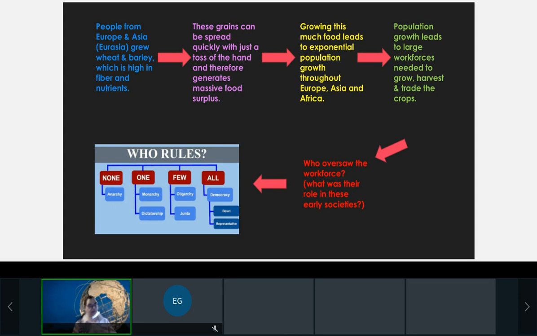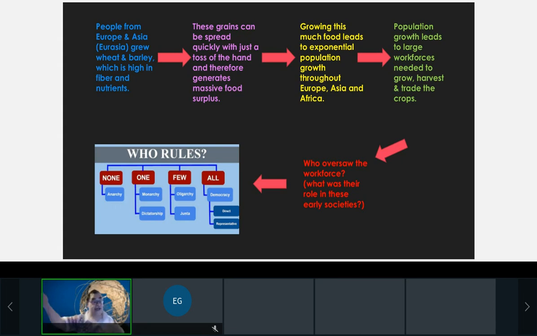Growing this much food leads to exponential population growth throughout Europe, Asia, and Africa. That population growth leads to large workforces that are needed to grow, harvest, and trade the crops. And then, who oversees that workforce? That's where governments come in. What is the role in these early societies of governments? It's to organize and oversee the society itself and to make sure everybody's following the rules.